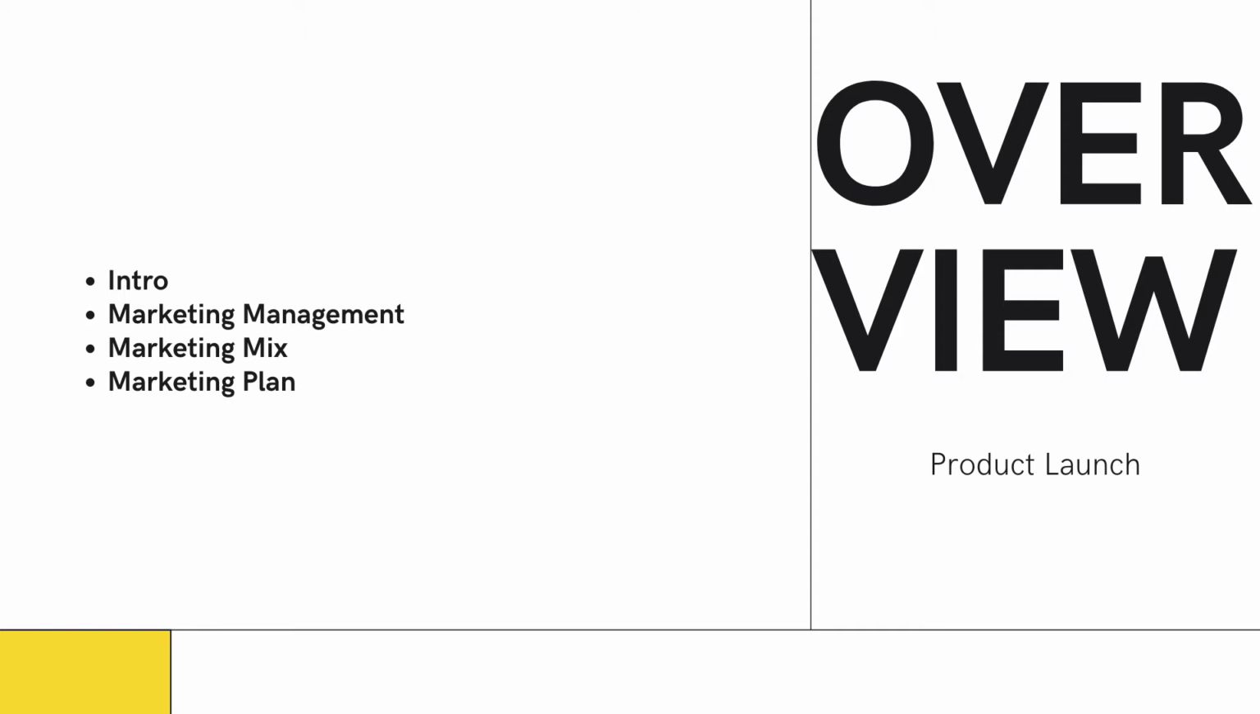Okay, so today we're going to see the product launch. So what do we need to know? Well, we need to know about marketing management. What is it? Why is it important? We also need a marketing mix. And again, why is it important? Which are the aspects of the marketing mix? And finally, what is a marketing plan? Why is it important? And which are the parts of a marketing plan? So you ready? Let's go.